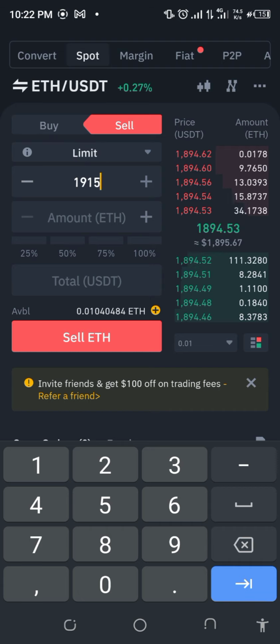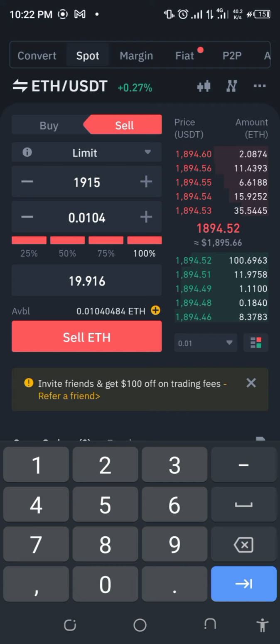So let me just set it to 1915, and it will give us 19.91. So we'll still make profit. We'll make like 8 cents. Yes, 8 cents. So let's go ahead and just make sure that we get our money back, okay?